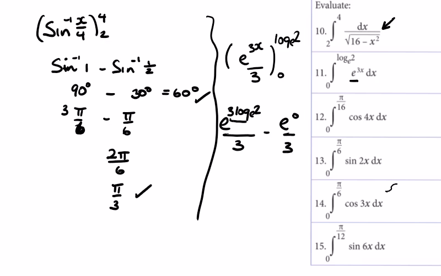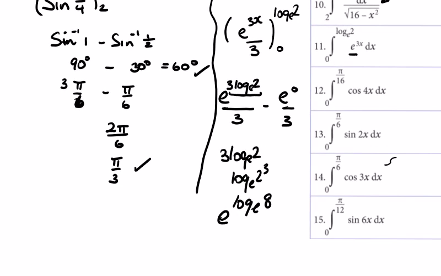So we just need to tidy this up here. 3 by the log, if we wrote it like this separate, we could then just change around. It's going to be log to the base e of 2 to the power of 3, which is log to the base e of 8. So e to the power of this is going to just be 8. So we're going to get 8 over 3 minus 1 over 3, which is going to be 7 over 3 for number 11.